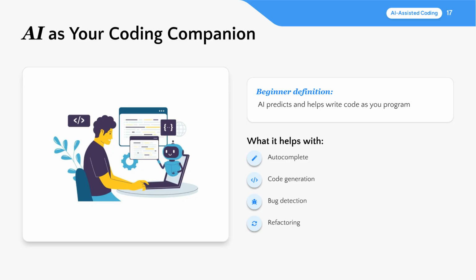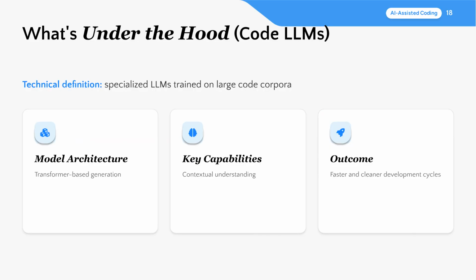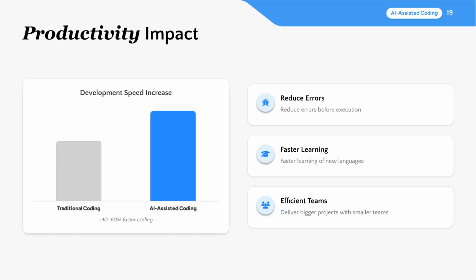AI acts as your coding companion by predicting and helping you write code as you program. It assists with autocomplete, code generation, bug detection, and refactoring. Code LLMs are specialized transformer-based models trained on large code corpora. Their contextual understanding leads to faster and cleaner development cycles.